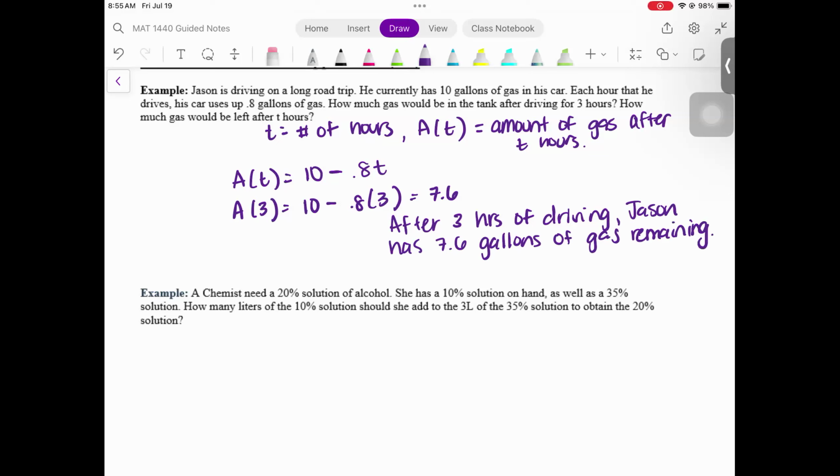Now, determining whether an answer is reasonable is not the same as verifying that your answer is correct. If I had, say, solved this out and I got 76. So interpreting that, it would say after 3 hours of driving, Jason has 76 gallons of gas remaining. That should signal a red flag. One, we started with 10 gallons of gas and we're using up gas. So we shouldn't be more than 10 gallons. 76 gallons is a very, very large amount of gasoline.